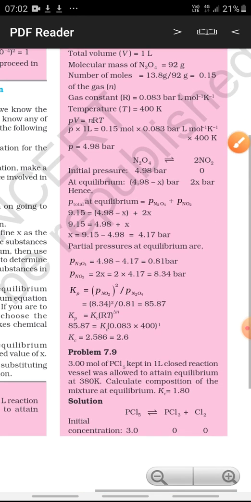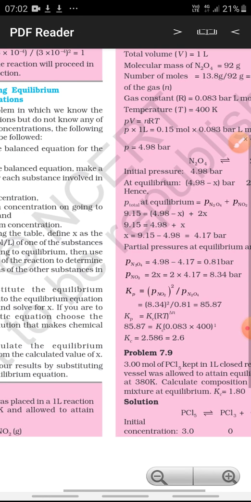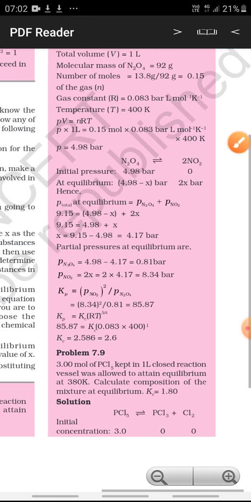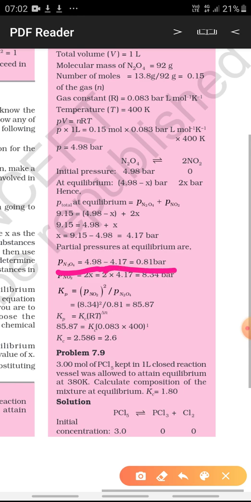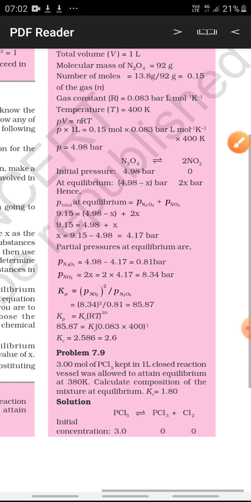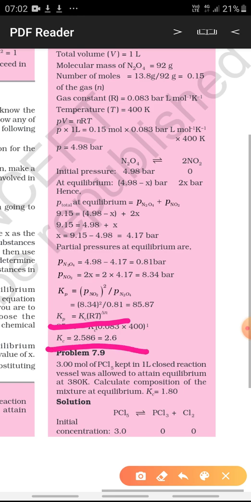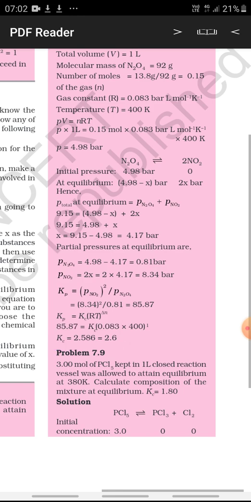Now we have got the total pressure. This is your total pressure, and we'll calculate the value of partial pressure by subtracting from the total pressure. We got the partial pressure here. Now you can simply use the equation Kp is equal to Kc (RT) to the power delta n to calculate the value of Kc. So it is simple.